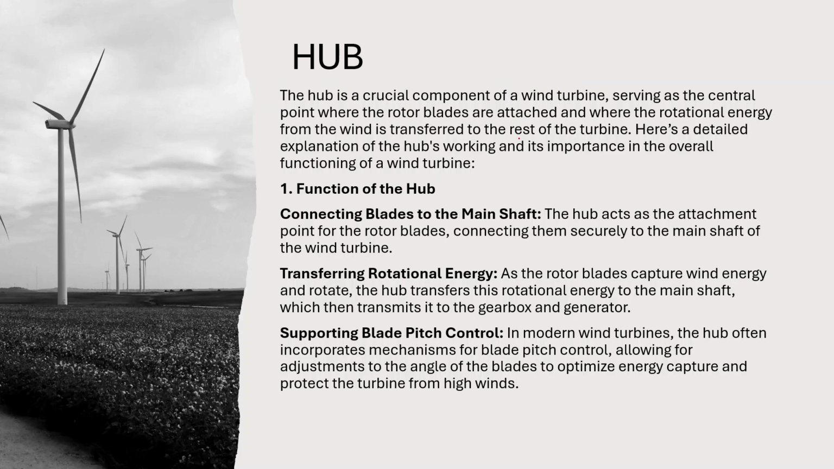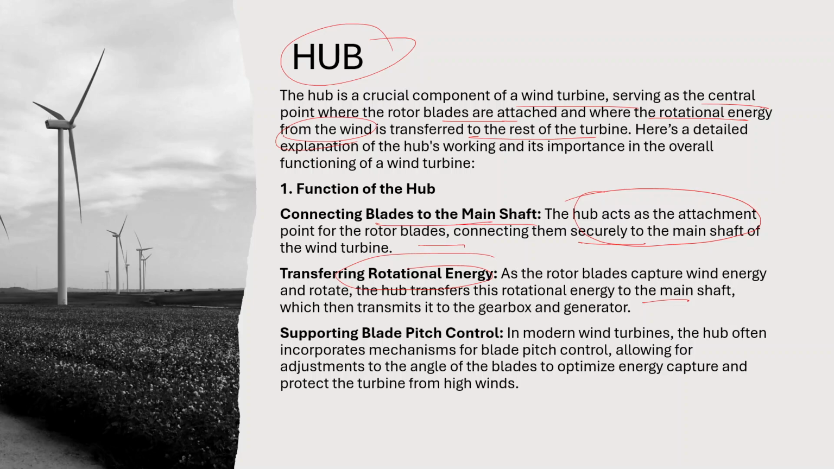Now, there is a crucial component of the wind turbine, which is the hub, which serves as a central point from where the rotor blades are rotated, and all the rotational energy from the wind is transferred to the rest of the turbine by using the hub. What it does here is it connects the blades to the main shaft, and it works as an attachment point for the rotor blades, connecting them securely. It also transfers the rotational energy to the main shaft, which is then transferred to the gearbox and generator.